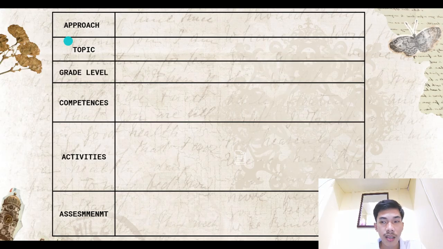Then the topic: you create a topic based on the content standard, performance standard, and learning competencies that are already provided in the curriculum guide. The next is the grade level, whether it is grade 1, grade 2, or grade 3. Then the learning competencies, which, as you know from before, are based on the curriculum guide.